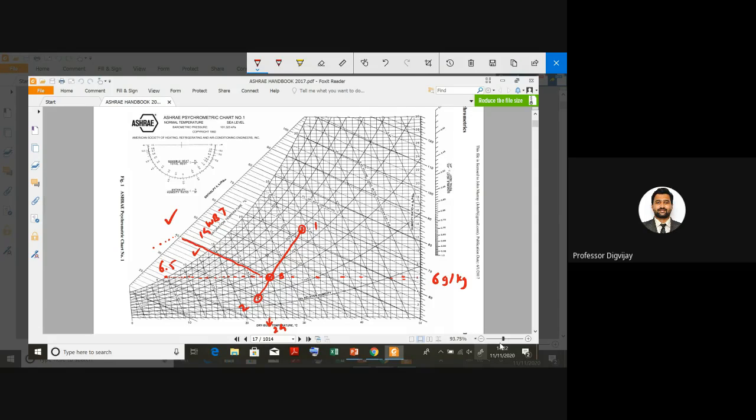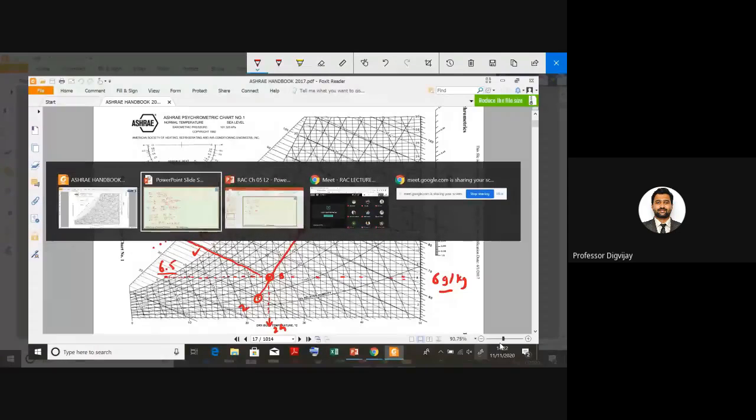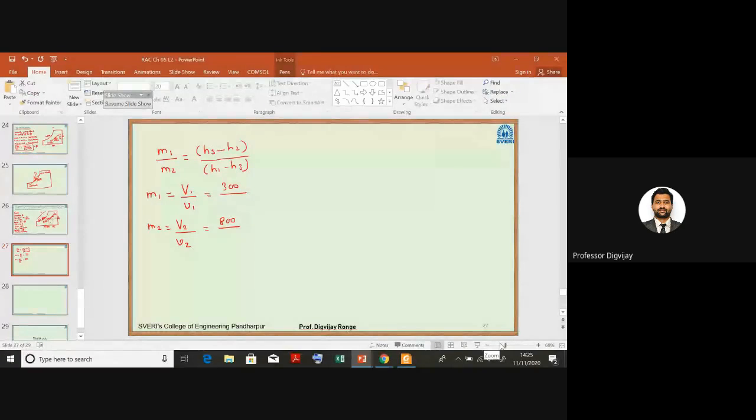I have plotted a point 3. If I go in vertical direction, I'll get a WBT of 24. If I go in horizontal direction, here I'll get a specific humidity of 6. If I go in inclined direction, I'll get a WBT of 14. If I go in horizontal direction in backward way, I will get a dew point temperature of 6.5. Okay, so with practice you will get hands on it.